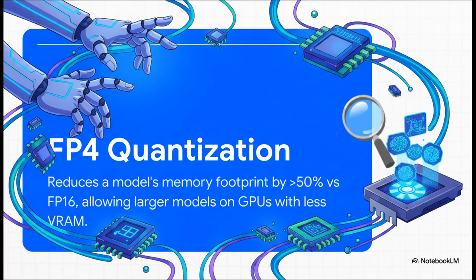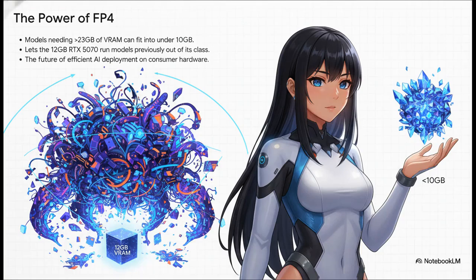And this is a huge deal because the whole industry is moving toward running these powerful models right on our local consumer hardware, and techniques like FP4 are what make that possible. And here's what that actually looks like in the real world. A model that would normally need over 23 gigs of VRAM can now run in under 10. You know what that means? It means the 5070, with its 12 gigs of memory, can suddenly run models that used to be exclusive to behemoths like the 4090.